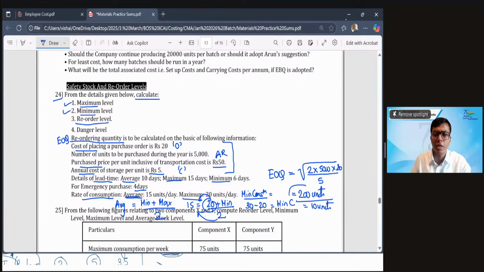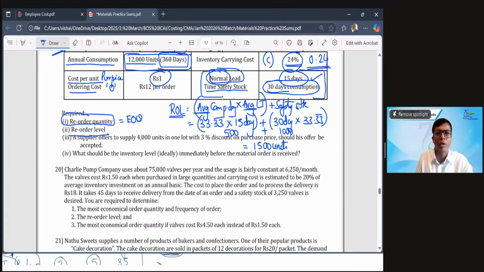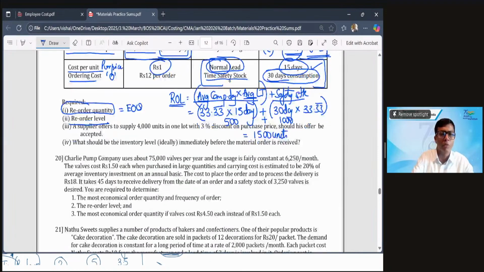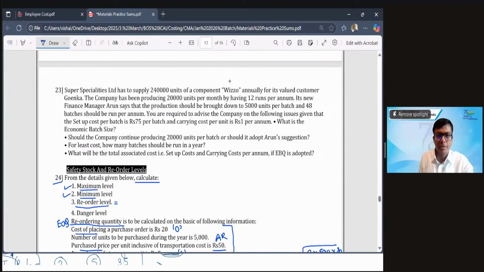So my two answers are EOQ 200 units and my minimum consumption 10 units. Now I will start using the formula. Now the reorder formula. See, in this question, the reorder formula is different as compared to the previous one. In the previous one, the reorder formula was average consumption into average lead time plus safety stock. Now the reorder formula has changed. It is maximum consumption multiplied by maximum lead time.